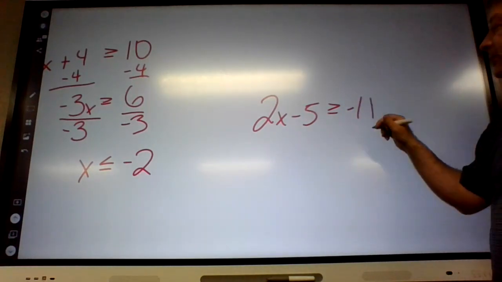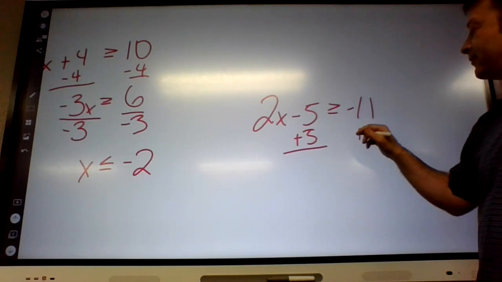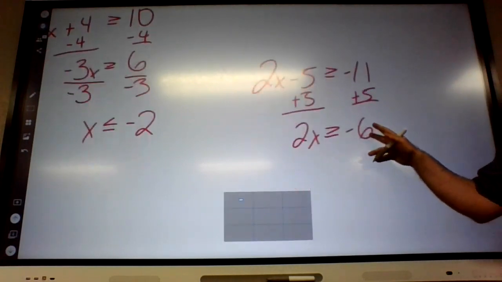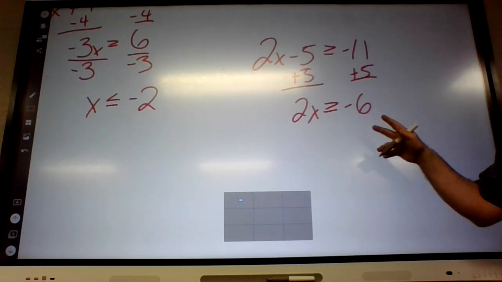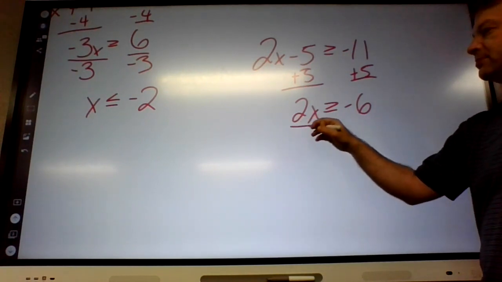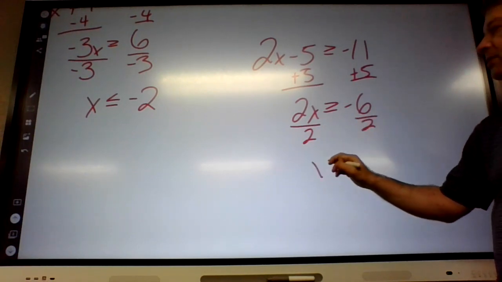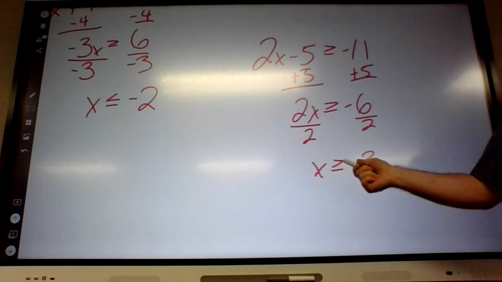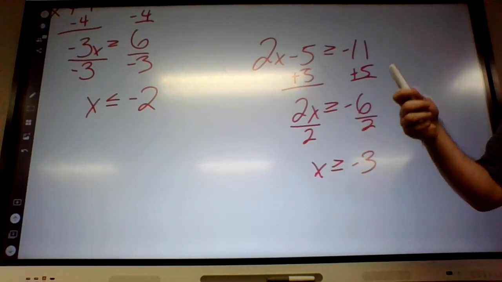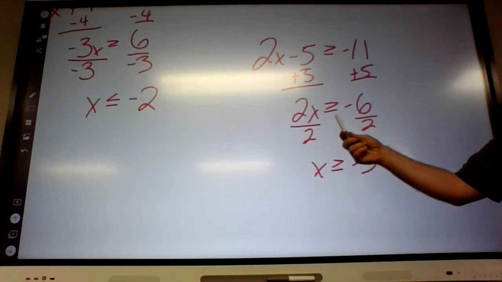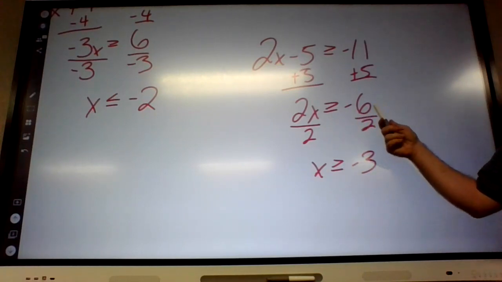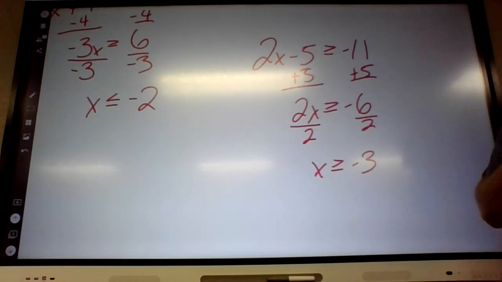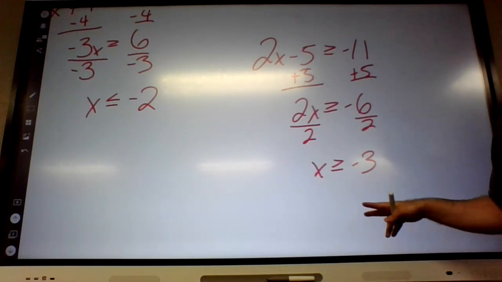On this one, I'll make that 11. If I add 5, I get 2x is negative 6. So what will my final answer be on this one? X is less than or equal to 2. Okay. The inequality did not switch. Why did the inequality not switch on this one? Okay. So 2 is positive. I divided by positive 2. So it doesn't matter that that's negative. It's if you multiply or divide by a negative. Alright, so that tricks people.